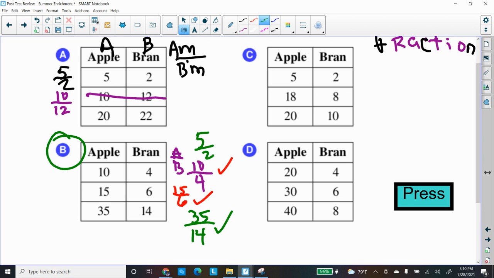So I'm going to stop right there and not even check the others, because that gave me the constant ratio, 5 over 2. You'll talk about constant proportionality another day, but that gave me the constant apples over bran muffins sold, which was 5 over 2 each time when they sold 10 apple, 4 bran, 15 apple, 6 bran, 35 apple, 14 bran, and every time that ratio was the same. So if you chose choice B, you were correct.